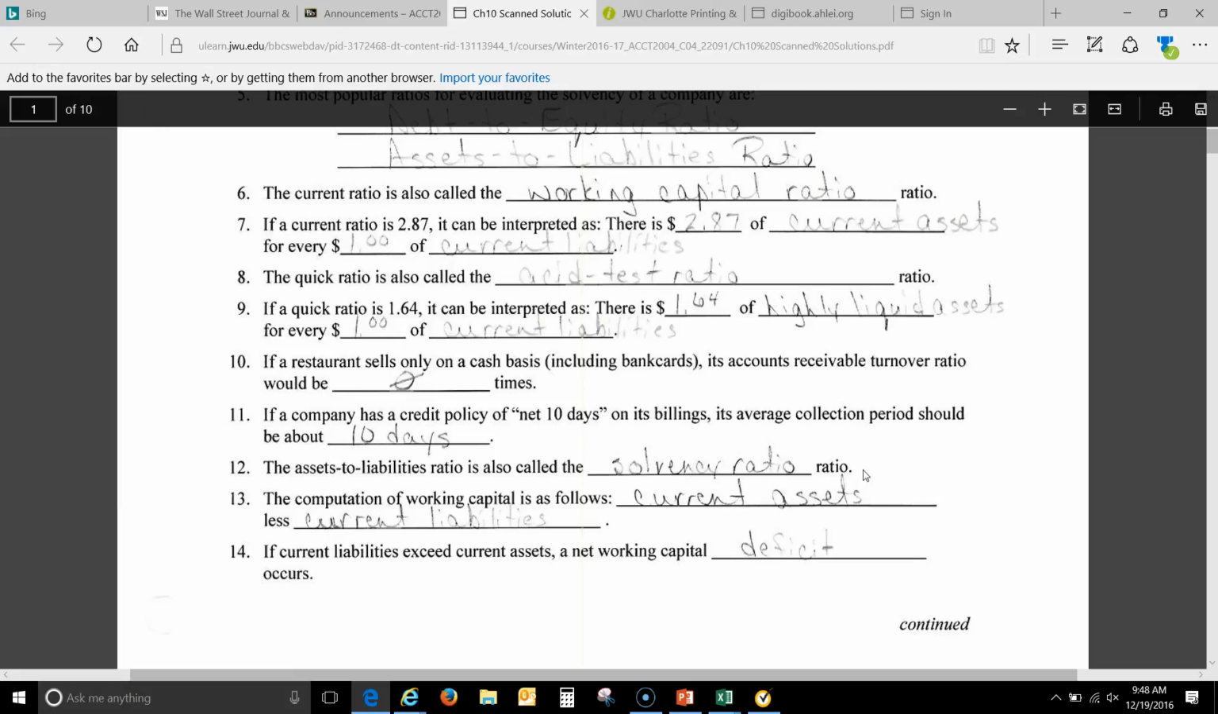All right. Number 12. The asset to liability ratio is also called the blank ratio. Solvency ratio. Good.